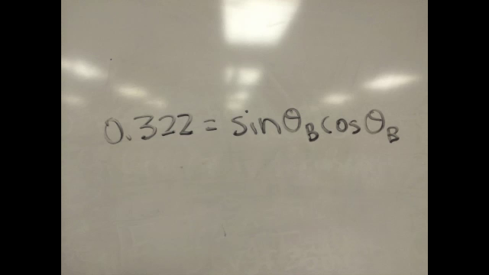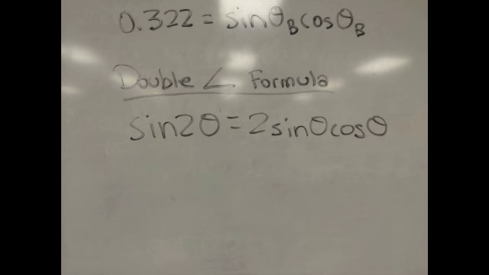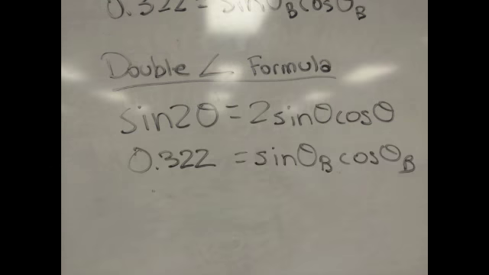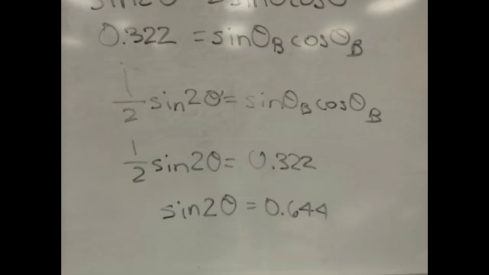Simplify the equation and put sine theta B and cosine theta B on one side. Some of you may realize that we can now use the double angle formula from math analysis honors. This formula is sine 2 theta B equals 2 sine theta B cosine theta B. Bring your equation from above down and you'll see that you'll be able to do some substitution. On your double angle formula, divide by 2, and now replace sine theta B cosine theta B with 0.322. Simplify and get sine 2 theta equals 0.644.